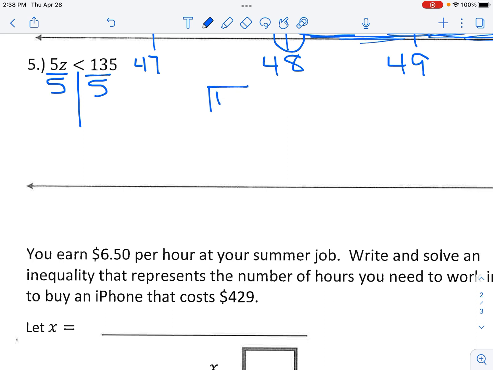So now I'm going to come over here and divide 135 by 5. So 135 divided by 5 is 27. So on the left, my 5s are going to cancel. So I have Z is less than 27.